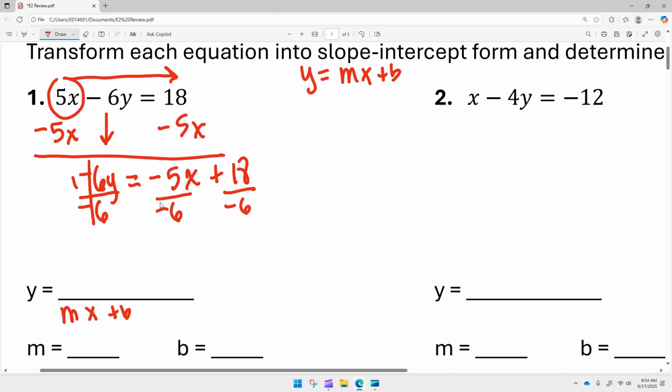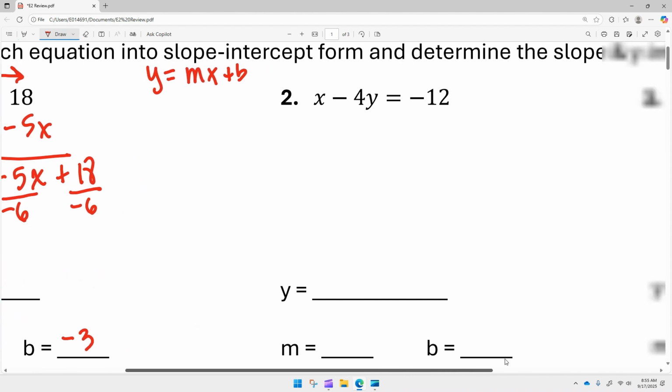And then that's going to be equal to negative divided by negative is a positive 5/6. 5/6 does not reduce. And then positive divided by a negative is a negative. 18 divided by 6 is going to give me 3. That allows us to answer our y-intercept, which is our b value, which is negative 3. And that allows us to answer our slope, which is 5/6.